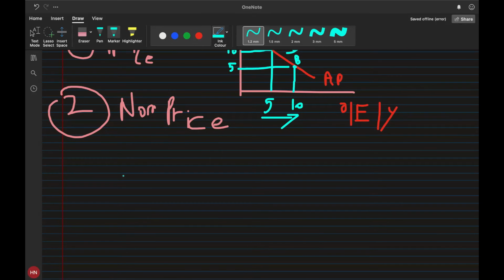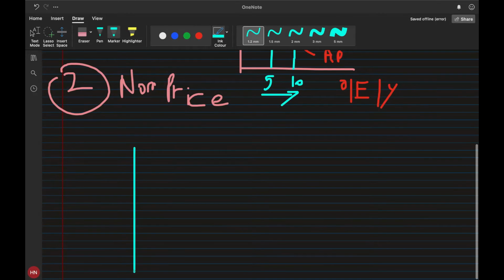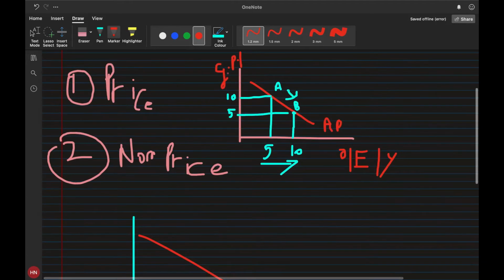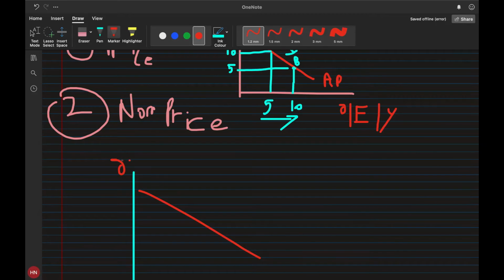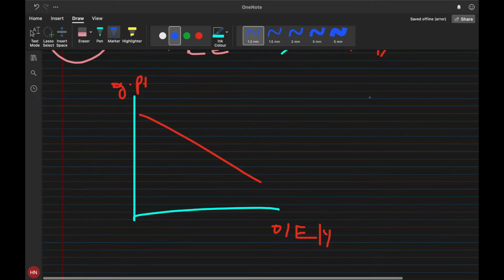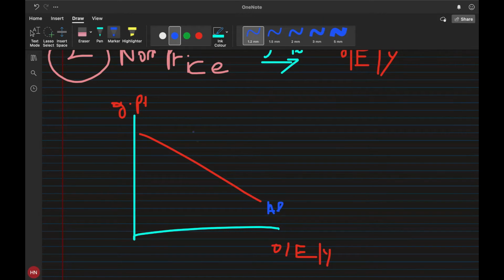Now moving on to non-price determinants. Non-price determinants cause shifts in the aggregate demand curve. Let's draw this out as well. Again, same axes: general price level, and output/expenditure/income. This is the basic diagram here, this is aggregate demand, and we'll go over different cases one by one. Let's discuss case number A first.